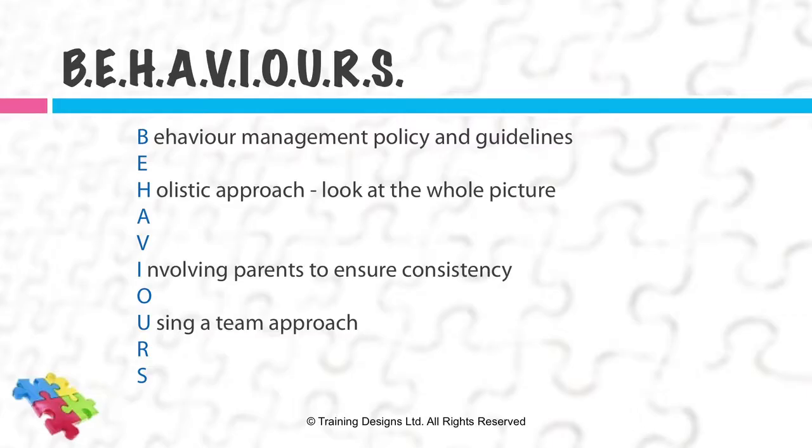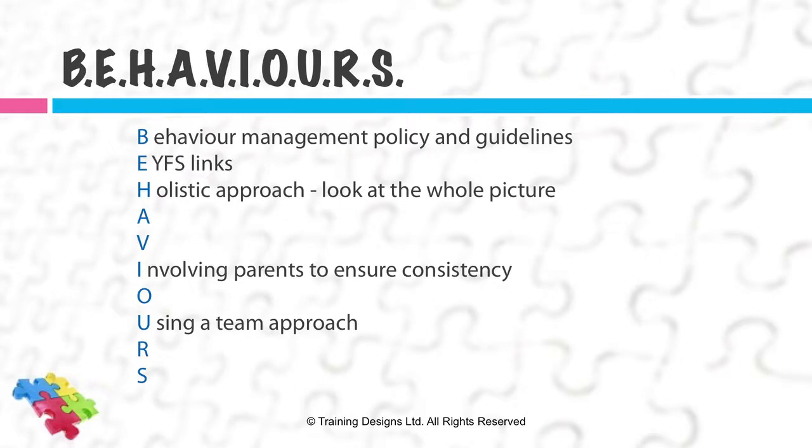So how did you get on? Let's take a look at the answers and see how they compare to yours. B is for behaviour policy and guidelines. Do you fully understand your current policy on behaviour in your setting? If not, who can you ask for help? And has the policy been updated recently? What do you think Ofsted would want to see regarding behaviour management in your setting?